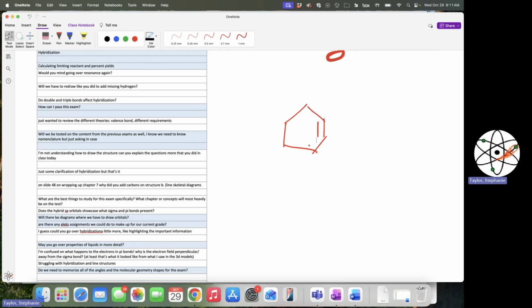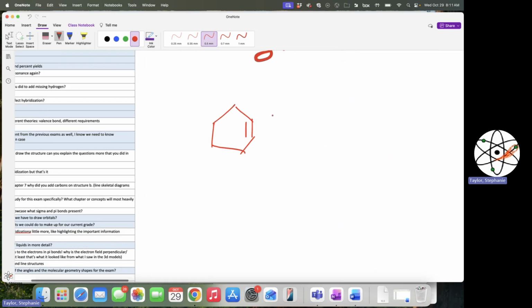if we're just trying to count sigma and pi, and it's in a structure that looks something like this, and that's just supposed to be a hexagon. That's going to be a carbon too.